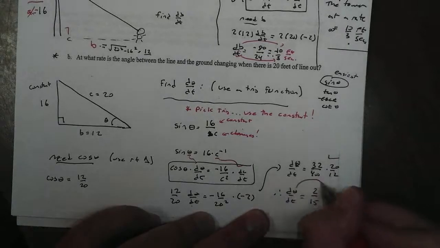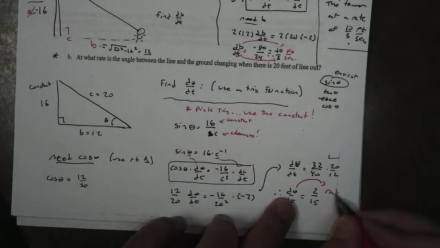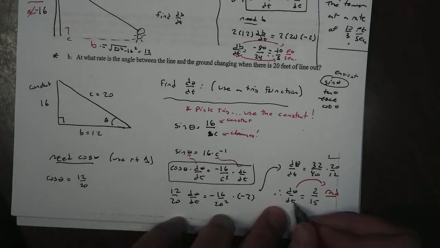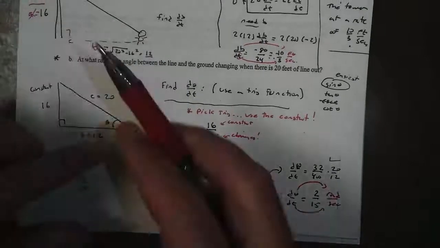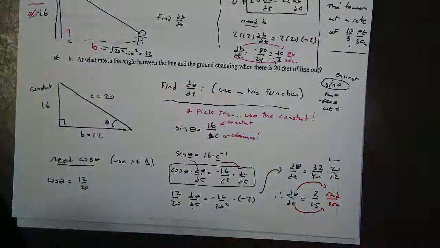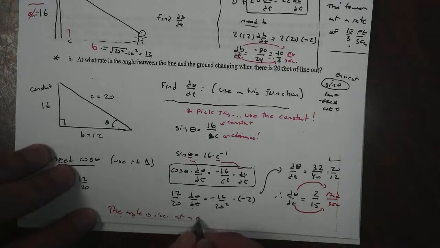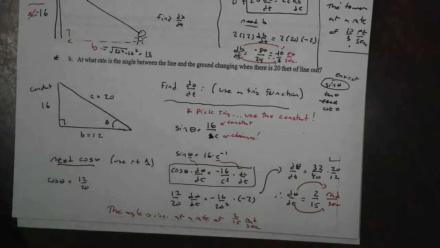But let's talk units. We are in math. We don't use degrees. This is in radians per second. And we would think it would be positive because as we're moving towards, this angle is going to grow. So we can say the angle is increasing at a rate of 2/15 radians per second. Right there.